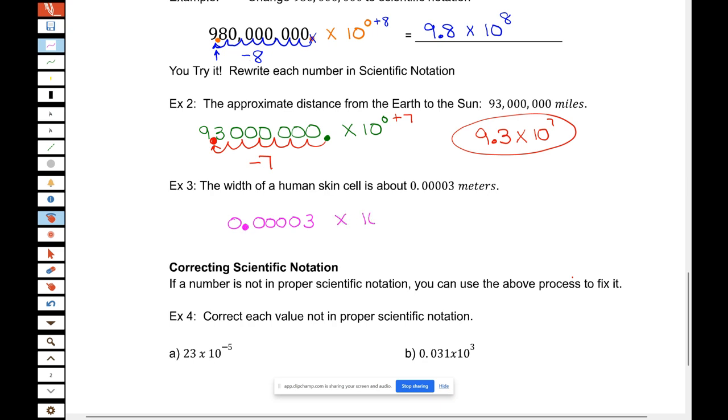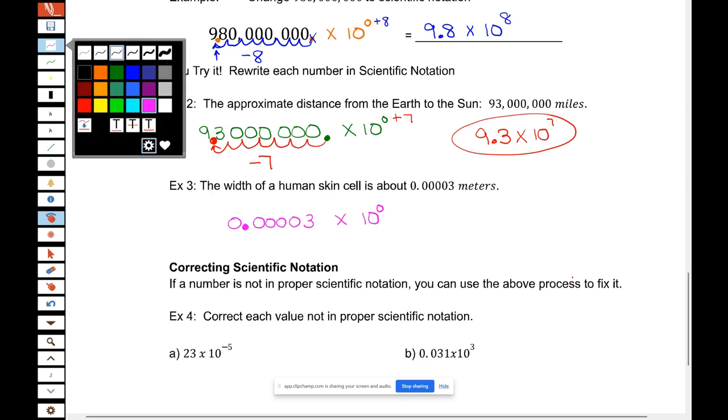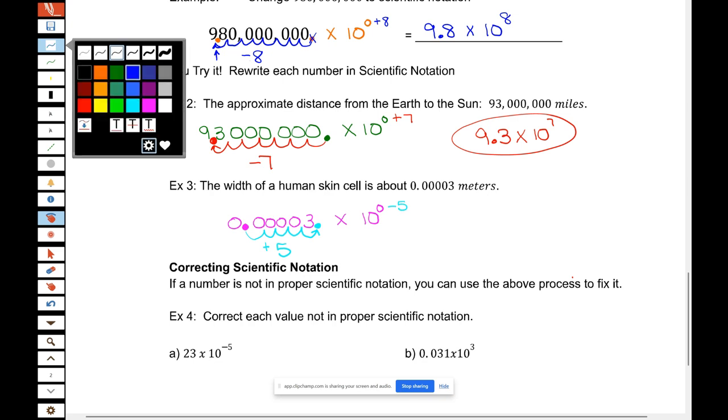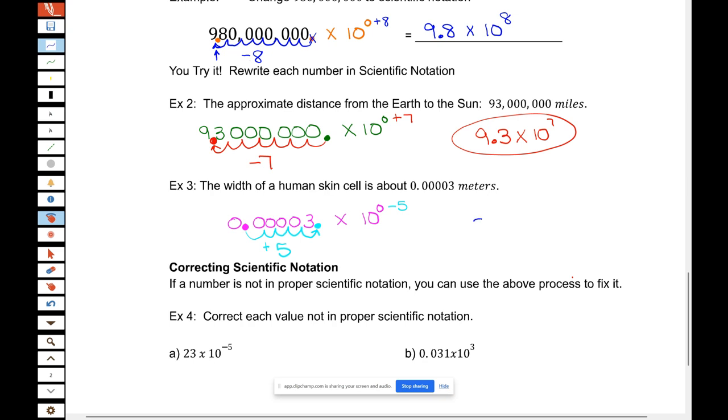But I can write my times 10 to the 0. Now let's move some decimal places. This one, to make this number be between 1 and 10, the decimal would have to be here and make it 3. 1, 2, 3, 4, 5 spaces to the right. So I'm going to write plus 5, which means up here I'm going to do the opposite and write minus 5. Now I can rewrite my final number, 3 or 3.0 if you like, times 10 to the negative 5.